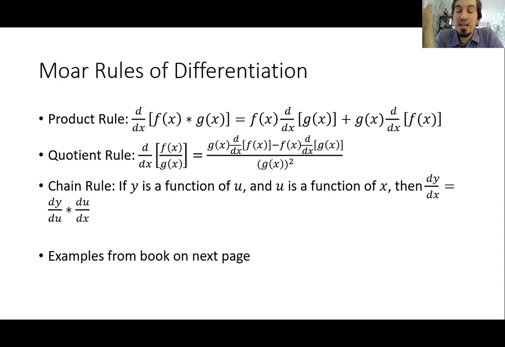I could use the chain rule there by just saying, okay, let u equal x plus 1. Then I have y is a function of u, which is y equals e to the u. And u is a function of x, which is u equals x plus 1. And then I can use the chain rule to solve, which is the thing I care about, dy dx, is equal to dy du times du dx.